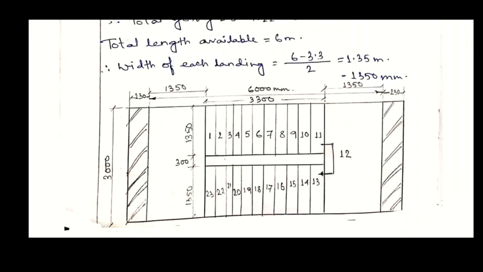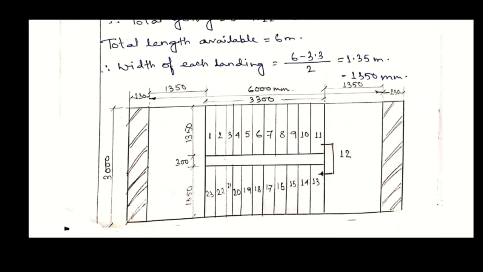After that we have to design the reinforcement for this staircase. So in case of design, we have to design only one flight because the other flight is just similar. So in dogleg staircase design, we have to design only one flight, and one flight is a continuous waist slab.